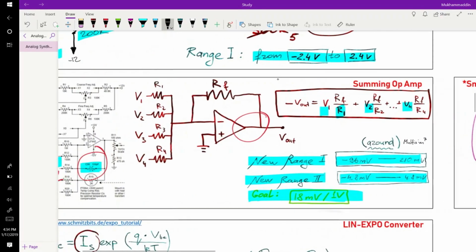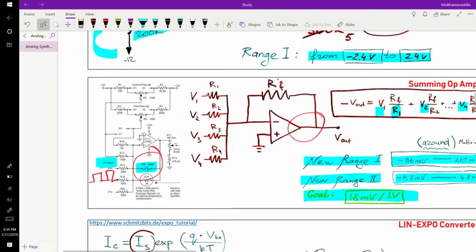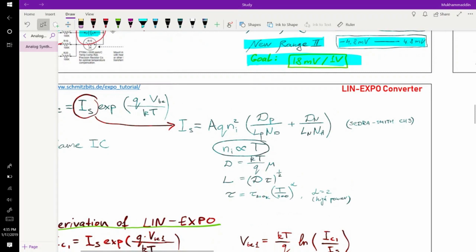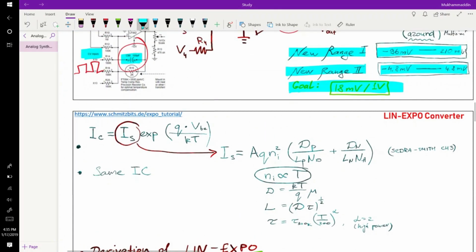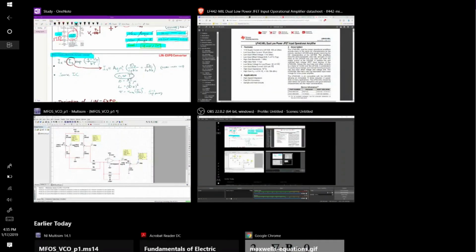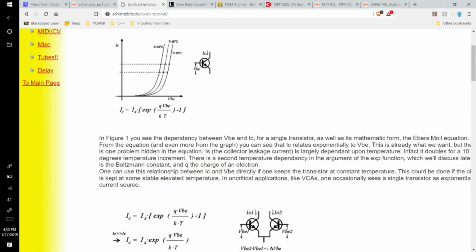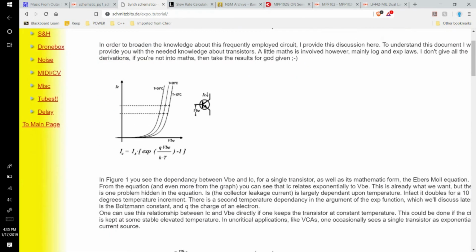Okay, so let's go. So what happens after we set our range for frequency adjustment? Then we have our linear to exponential converter, and I will actually go to this website. It's called schmitzbits.de expo tutorial, because this person already did an amazing job explaining that, and I'll be just going over it and commenting and providing more details if needed.